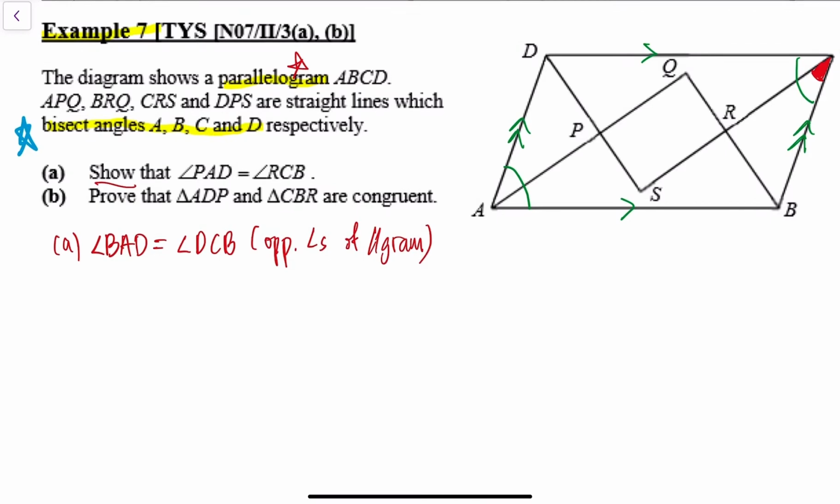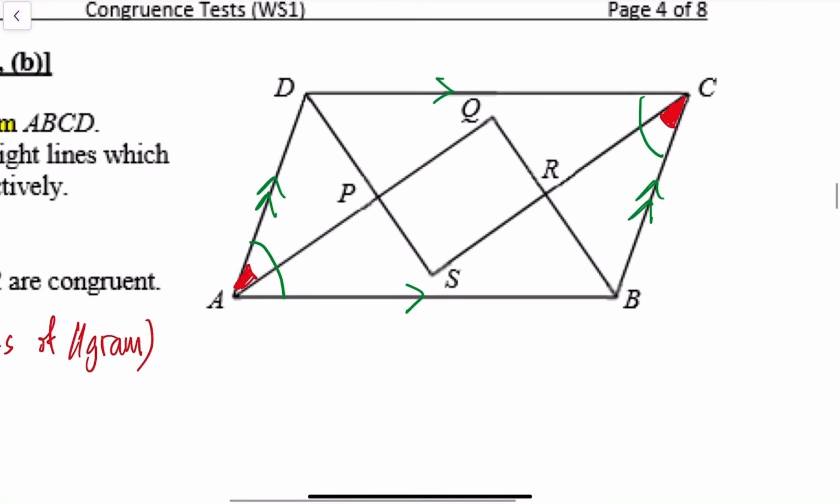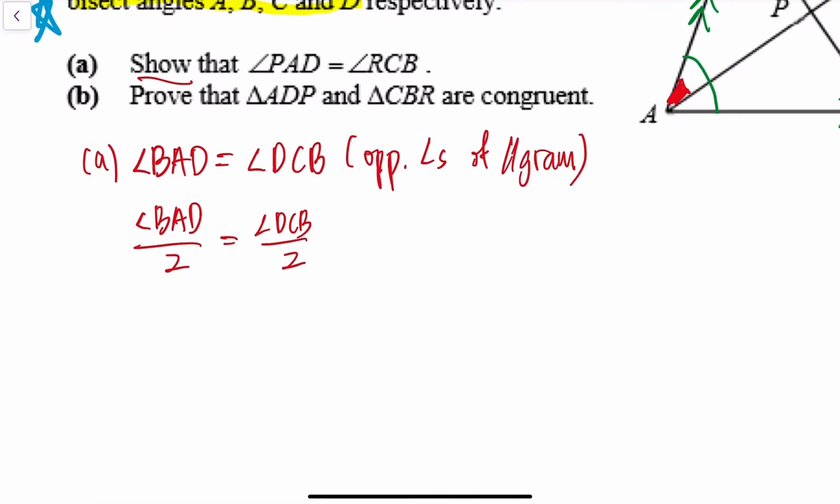Then once I've proven that they are equal, the two green color angles labeled here are equal to each other, then I can also say that BAD divided by 2 is equal to angle DCB over 2, right? Because both are being bisected by the lines there. So therefore, divide by 2, then I'll get PAD, right? And I'll get RCB. So easily shown. So part A is pretty simple.